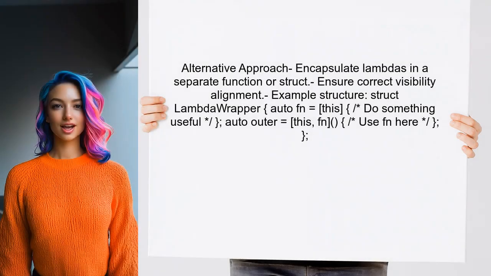Another approach the user can consider is to encapsulate the Lambdas in a way that their visibility aligns correctly. This can be done by creating a separate function or struct that contains the Lambdas, ensuring they are properly scoped.